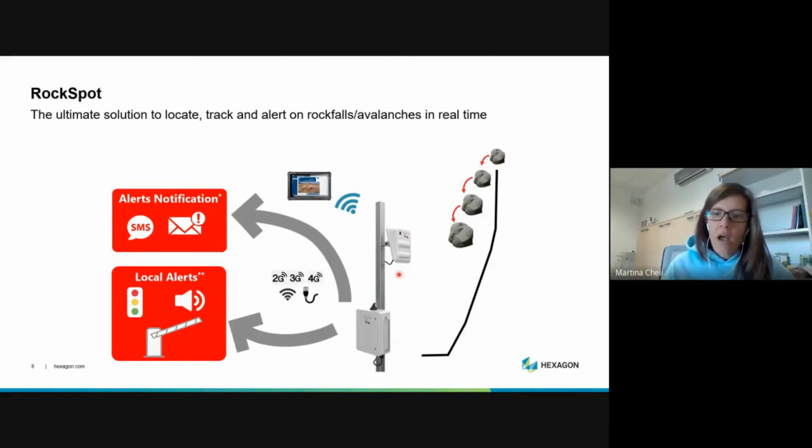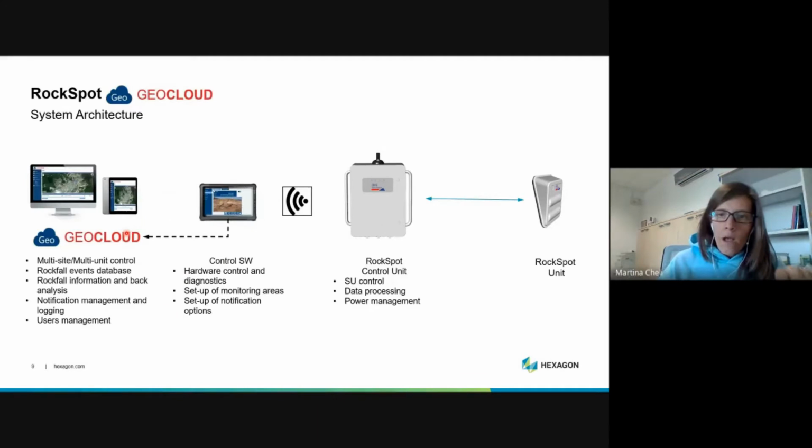RockSpot is able to trigger, after 1 or 2 seconds, both local alerts, such as a bar to close the road, a siren to advise some workers, a traffic light, etc., and notifications such as mail, SMS, and pop-up, both in the acquisition software, that is the controller software, and in the GeoCloud platform. We will see these two kinds of software later. The system is made of two hardware components: the RockSpot unit, also called the survey unit, and the control unit.